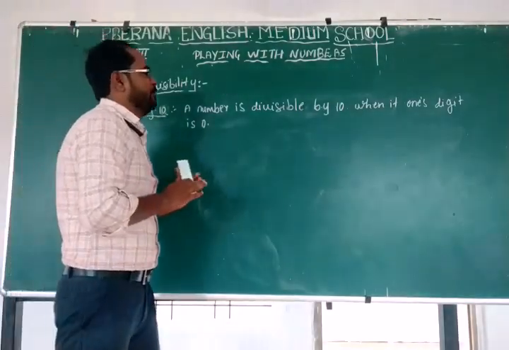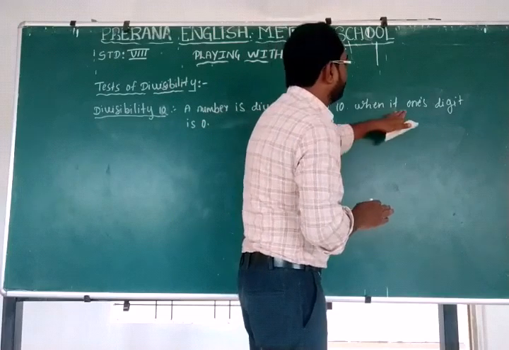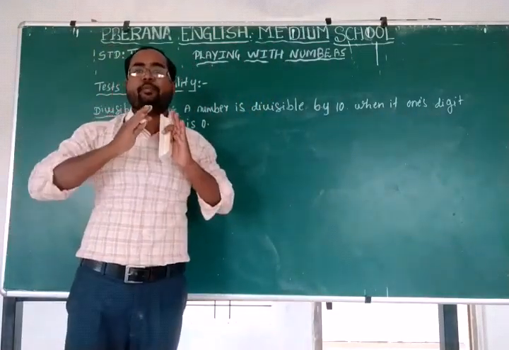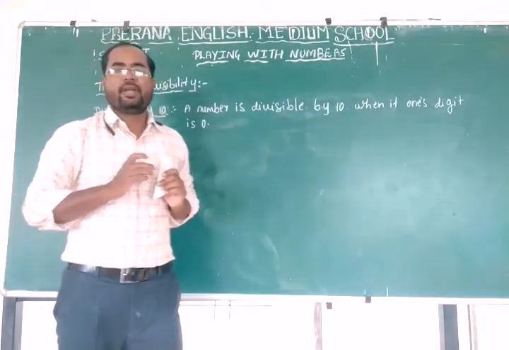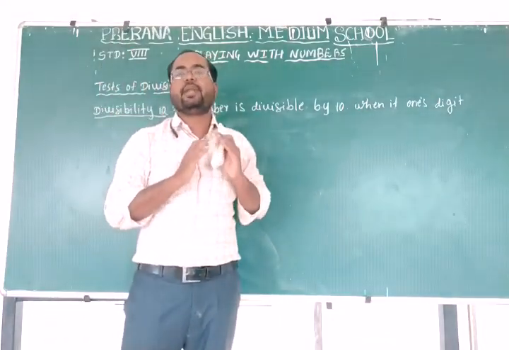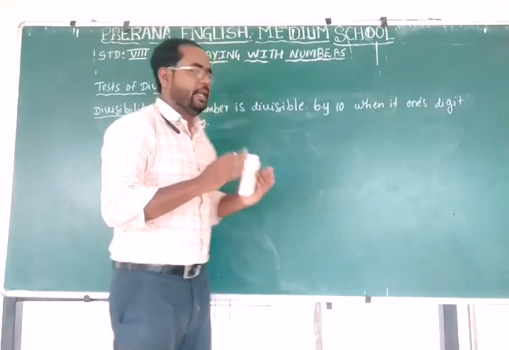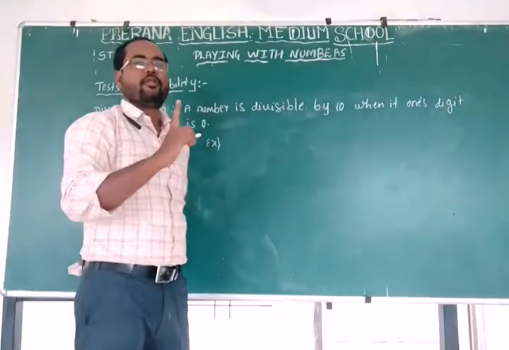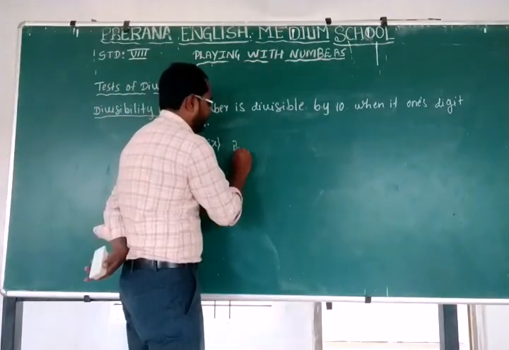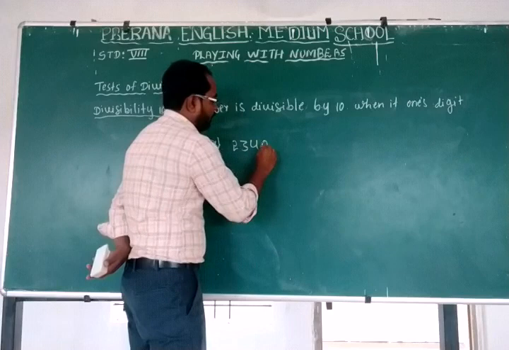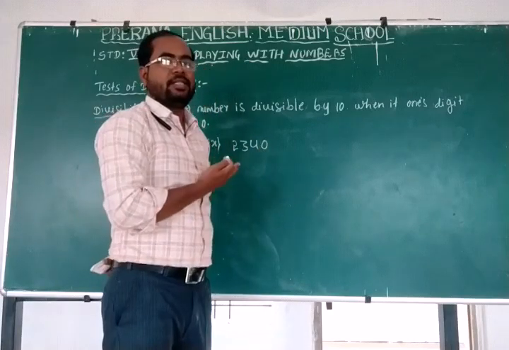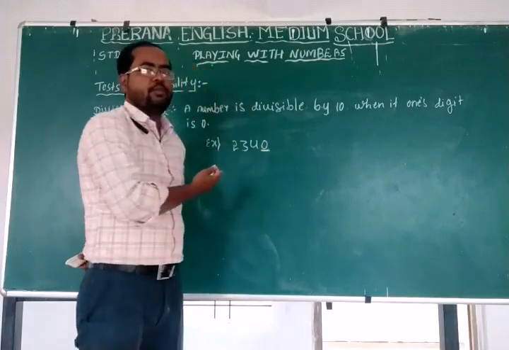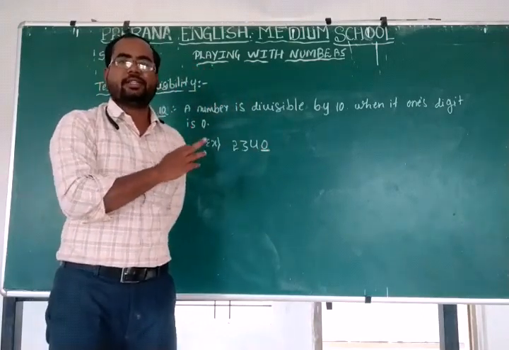A number is divisible by 10 when its ones digit is 0. That means if a number ends with 0, that number will be completely divisible by 10. So without actual division, you can say if a number ends with 0, that number will be completely divisible by 10. So if it is 2, 3, 4, 0, without doing the actual calculation, I can say it is divisible by 10 because just look at the unit place, it is 0. At the end, if it is 0, then it is divisible by 10.